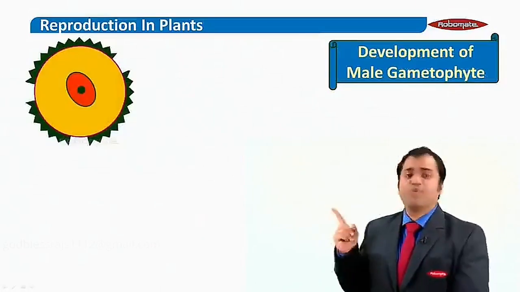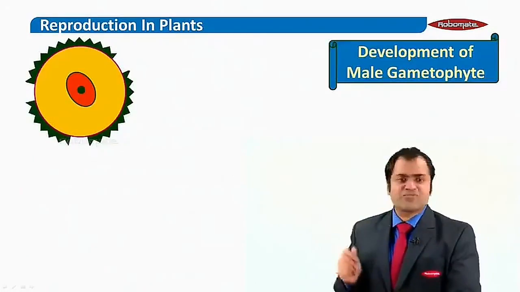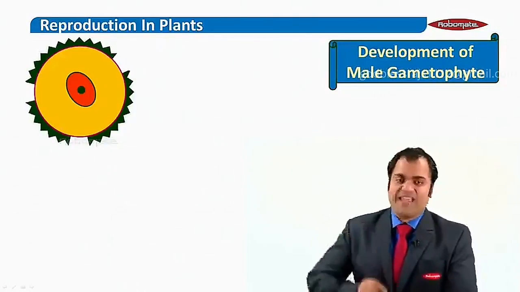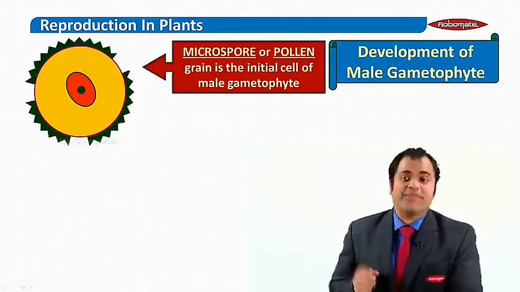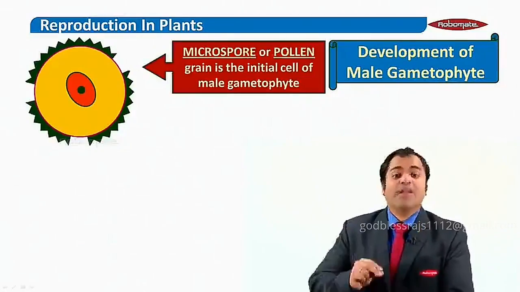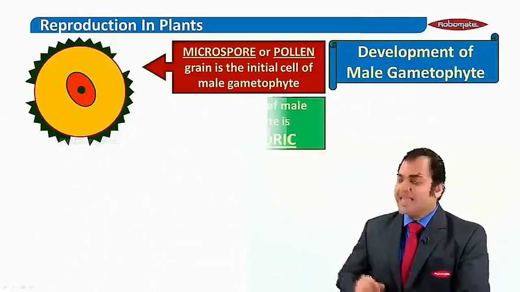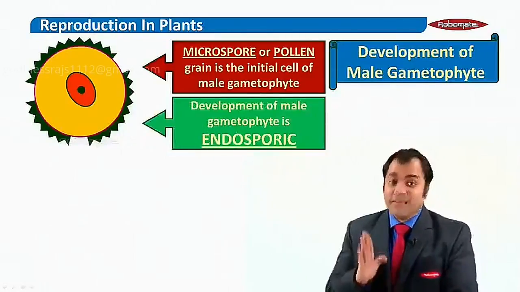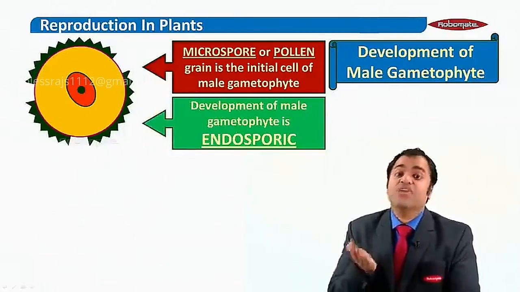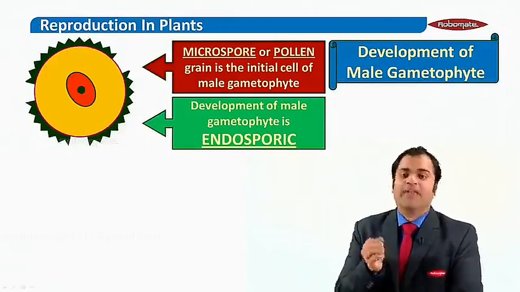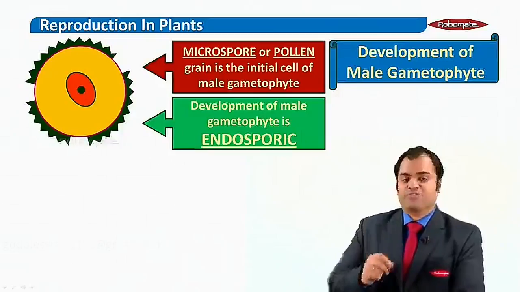Now look at this beautiful structure here. What is this structure? You got it. It is the pollen grain or the microspore. So you should know that the microspore or the pollen grain is the initial cell of the male gametophyte. Next, you should know that the development of the male gametophyte is endosporic, which means it takes place within the pollen grain or within the microspore.